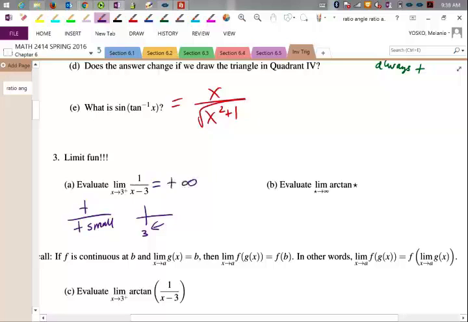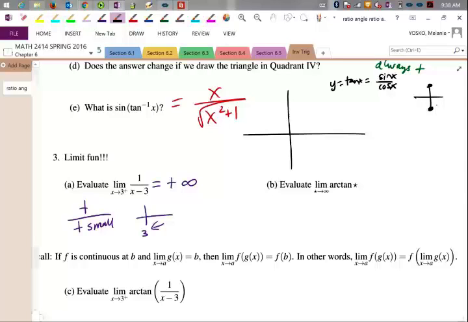Okay. Now, if you think about the graph of tangent, where are the asymptotes? Tangent is what over what? y equals tangent x is sine x over cosine x. So there will be asymptotes where the denominator is 0, right? Where is cosine equal to 0? Pi over 2, negative pi over 2, 3 pi over 2, all the odd multiples of pi over 2, right?